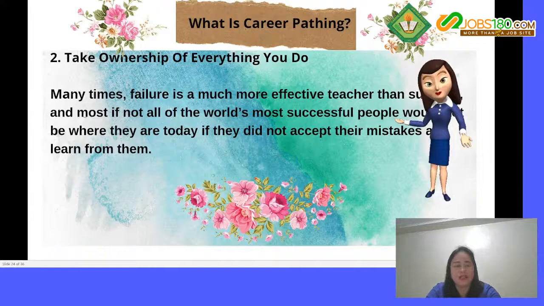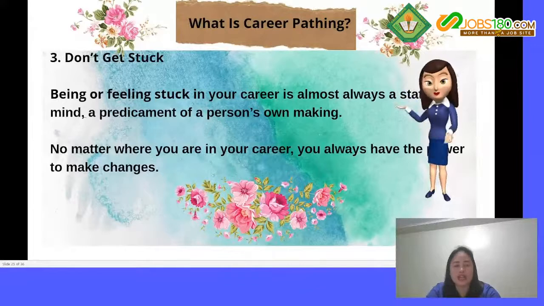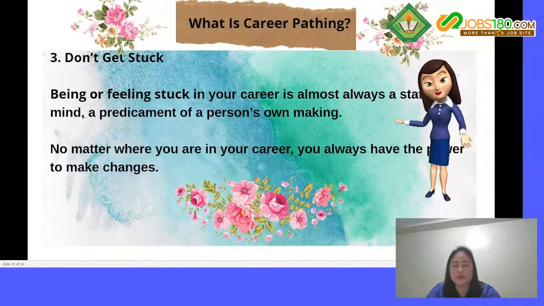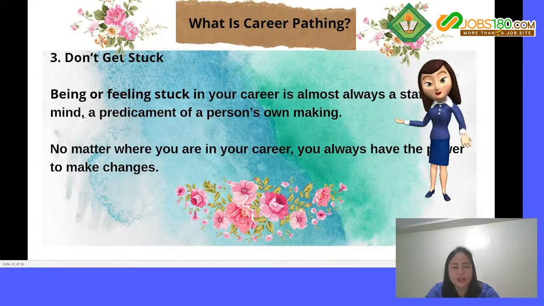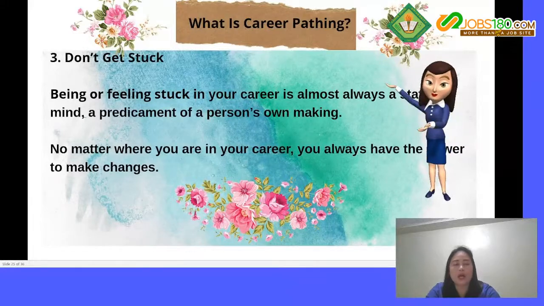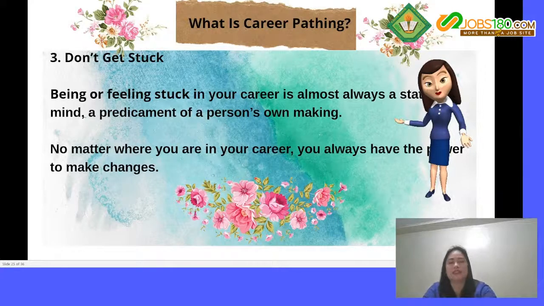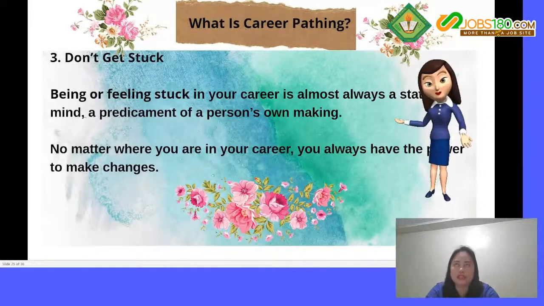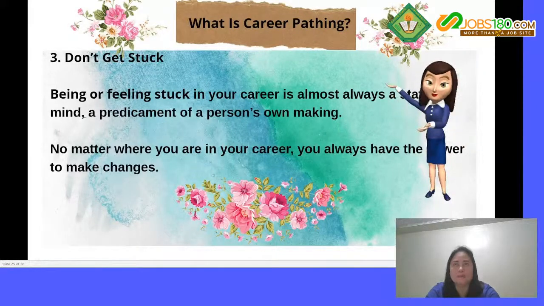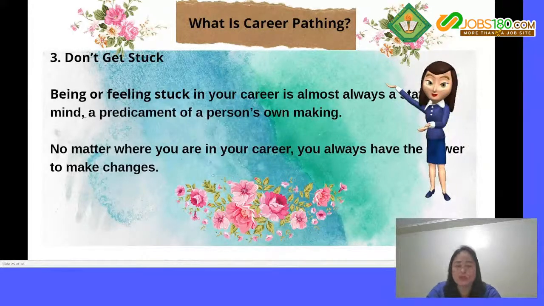Yun. Okay? Next. Number 3, don't get stuck. Being or feeling stuck in your career is almost always a state of mind, a predicament of a person's own making. Okay. No matter where you are in your career, you always have the power to make change. Okay. Kung na-stuck ka na sa isang place, halimbawa, stuck ka na sa teacher 1, you need to go study, you need to enroll and study para magkaroon ng pagbabago sa iyong buhay.